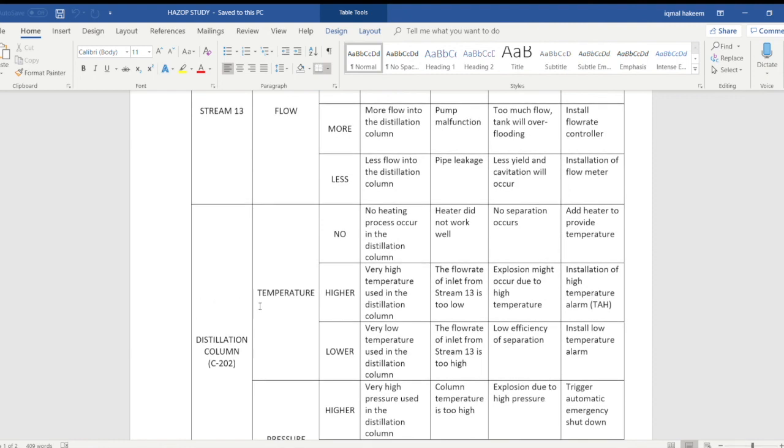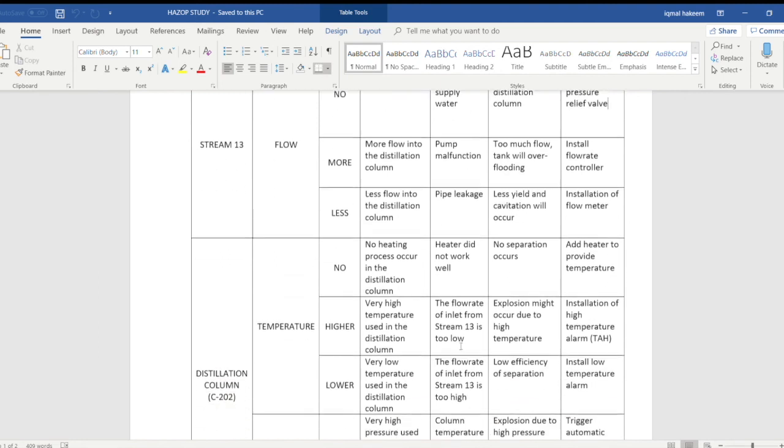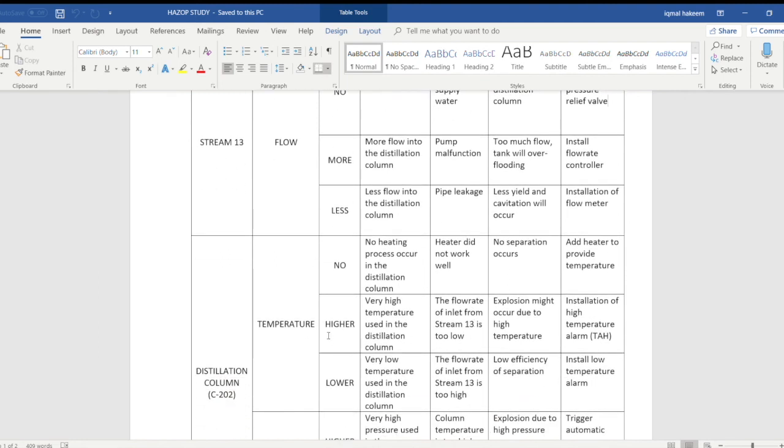So for the temperature, basically everything is related to the heating process. For example, for the high temperature, if temperature is too high, explosion might occur due to very high temperature. What is the cause for this problem? Because the flow rate of inlet from stream 13 is too low. So basically the water inside will be very low and it will become very hot immediately. And what should we do? We should install high temperature alarm, which is called TAH.